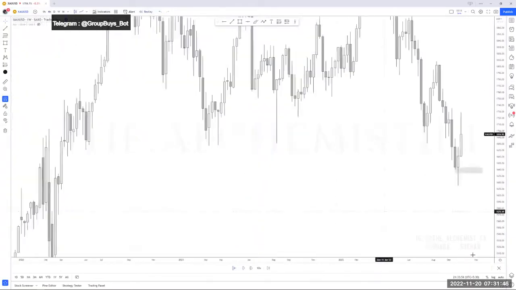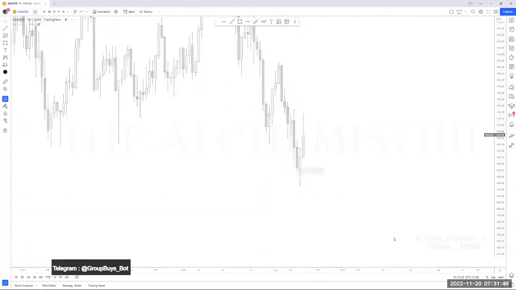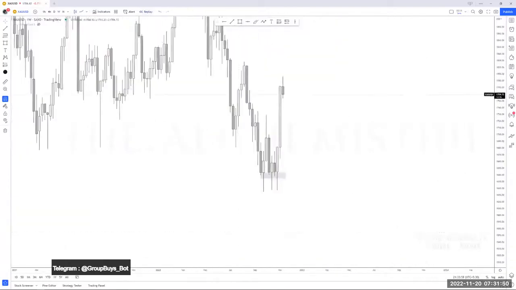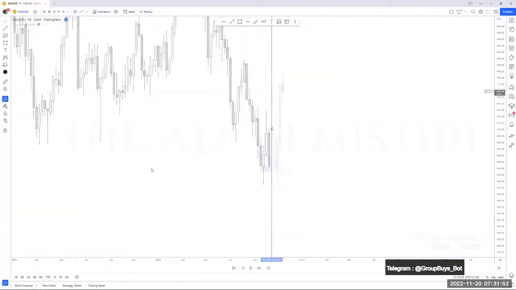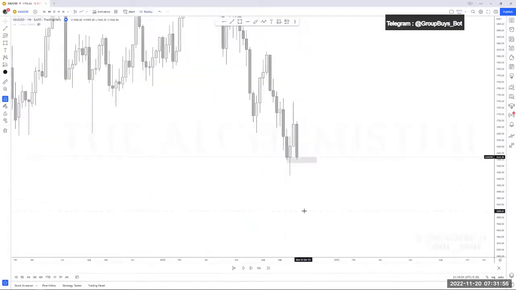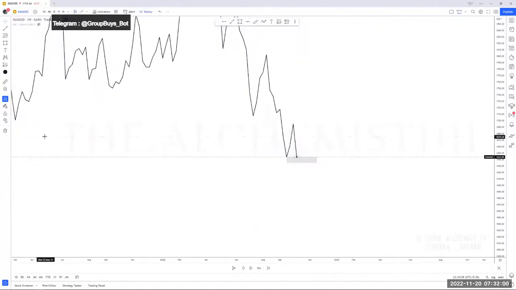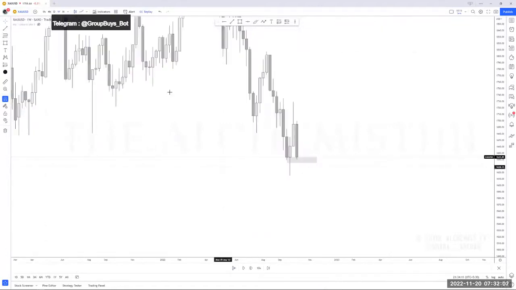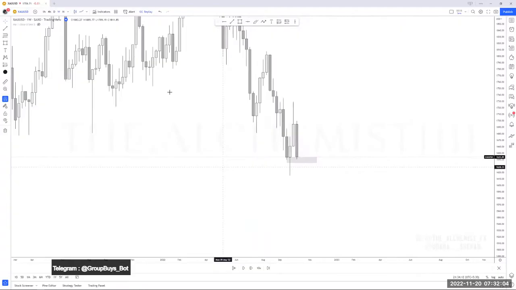See now, let me put the replay tool here. Actually, let me show you what has happened. The market has closed above the weekly support. See that? Use a line chart, you'll see it very clearly. It never went below it. So which means a new weekly to weekly bullish storyline is in play.